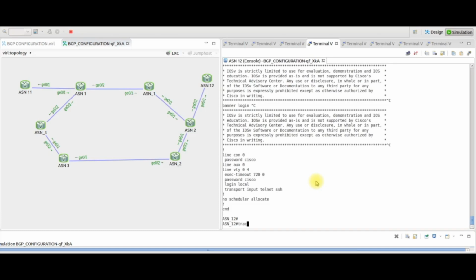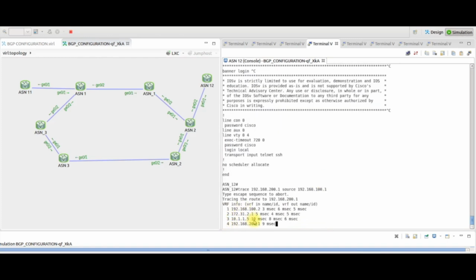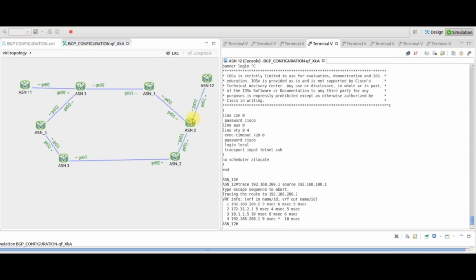Let's try this again. Trace 192.168.200.1, and we're going to source that from 192.168.100.1. And then you see that it's going to go to 100.2, which is right here, okay? And then it's going to go to the 172.31.2.1, which is right here. Then it's going to go to the 10.1.1.5, which is right here. And then it ends up at 201. So it does take this path right here, okay?